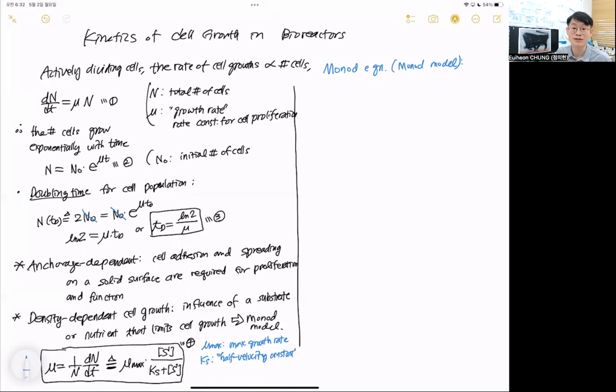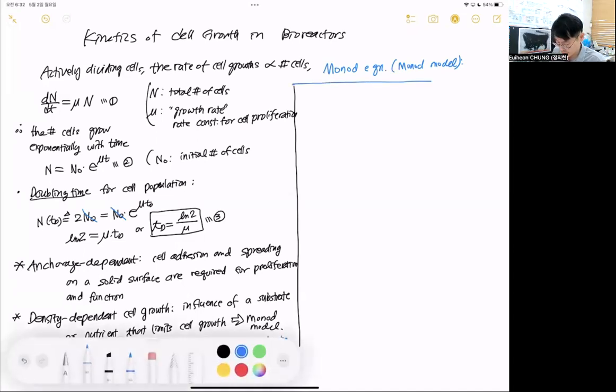So what do I mean by half velocity constant? In fact, this is when the substrate concentration is the same as this parameter K sub S, the growth rate will be half of the maximum. So that's how the name comes from. So when mu over mu sub max becomes 1/2.